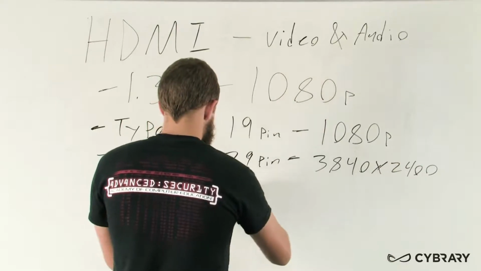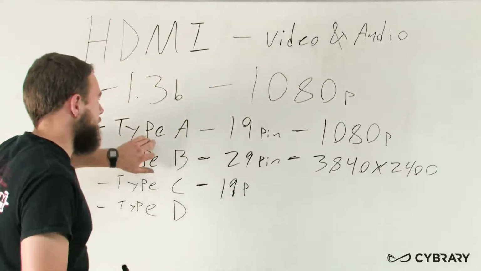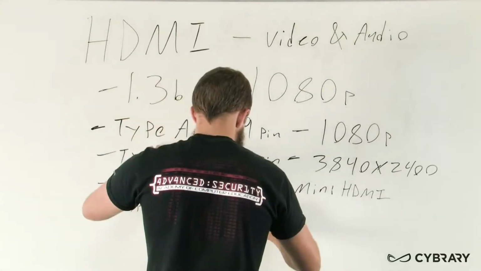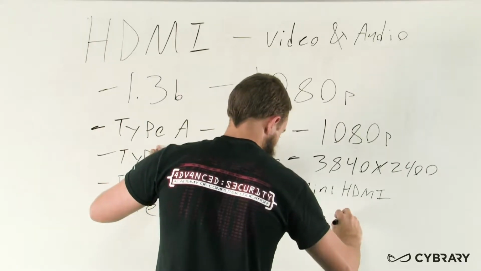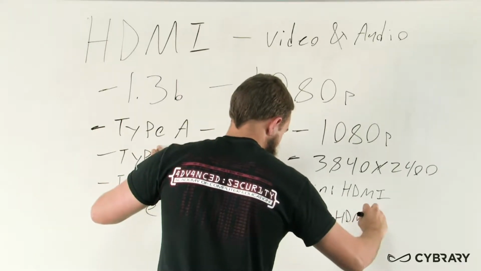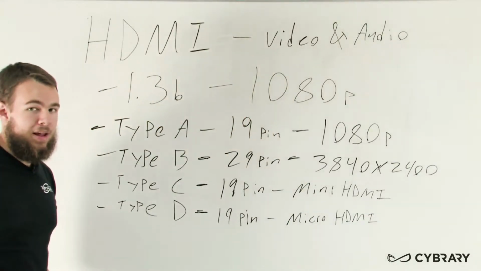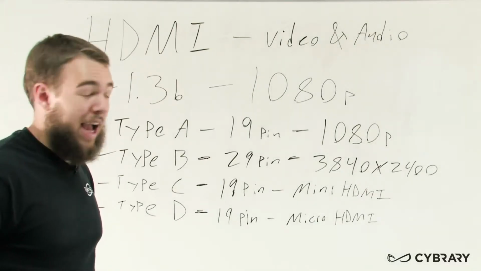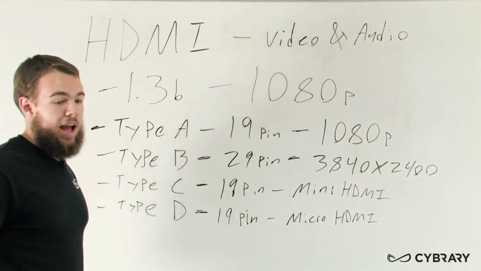Our type C connector is a 19-pin, but it's actually smaller than our type A. This is known as our mini HDMI. And then our type D is going to be, again, a 19-pin connector, also known as our micro HDMI. And our micro HDMI is going to be about the size of, say, a micro USB that we use to charge our phone. You may find phones now that actually have micro HDMI ports on them to have that display going.